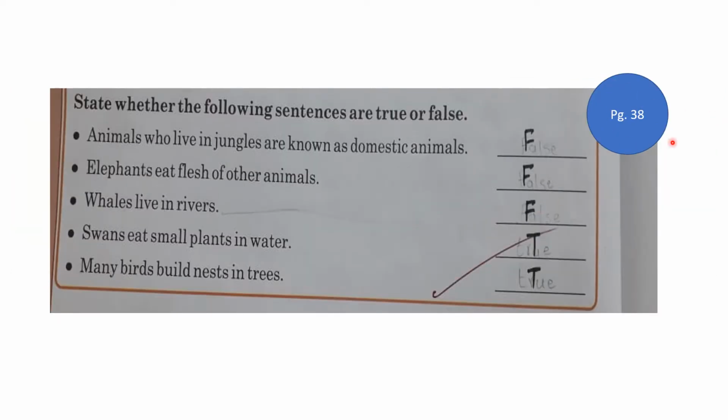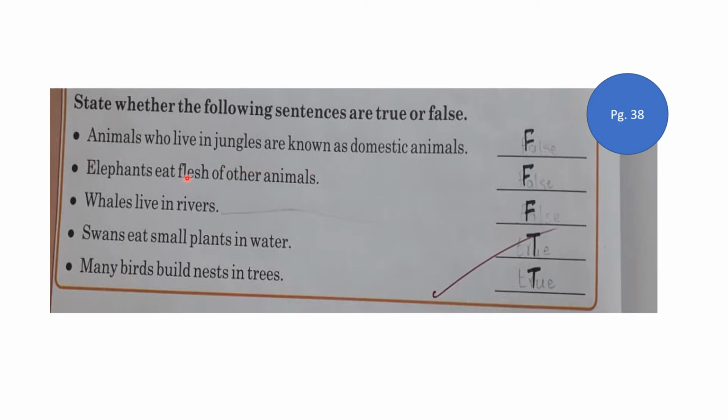Now come to page number 38. Over here you will find: state whether the following sentences are true or false. Here they have given us some sentences and we need to see if they are true or false, if they are correct statements or incorrect. Number 1, I'll read the first sentence. Animals who live in jungles are known as domestic animals.